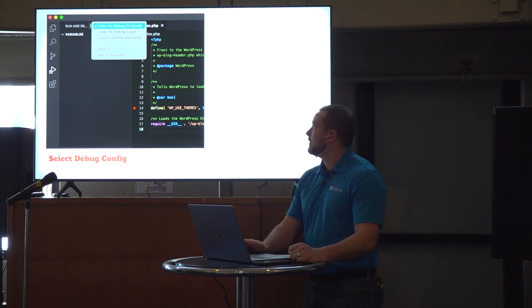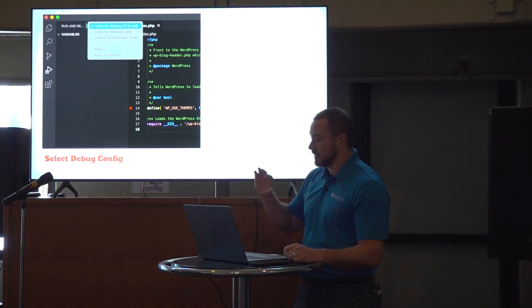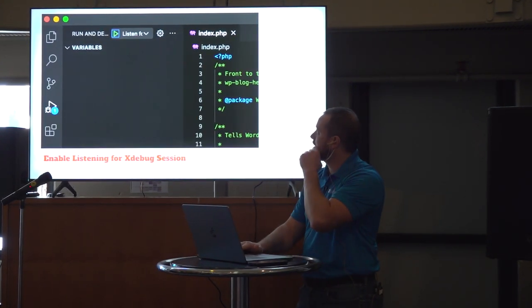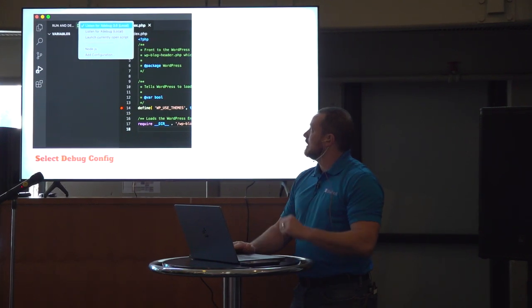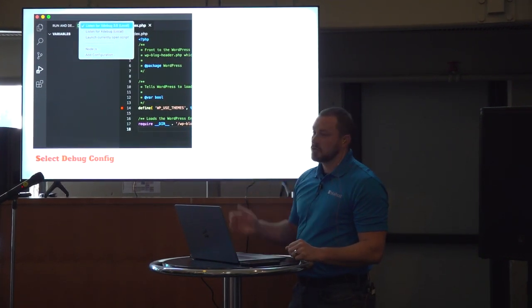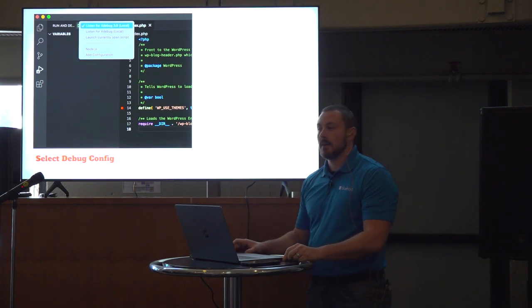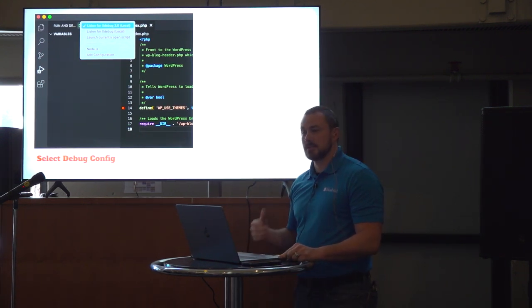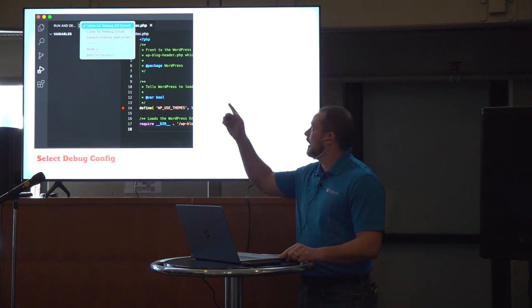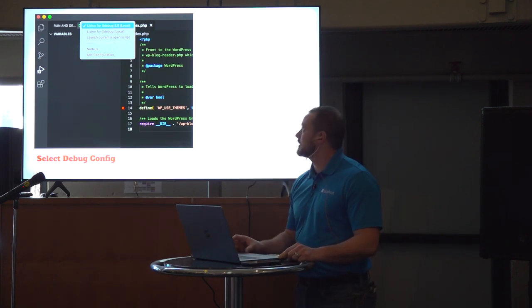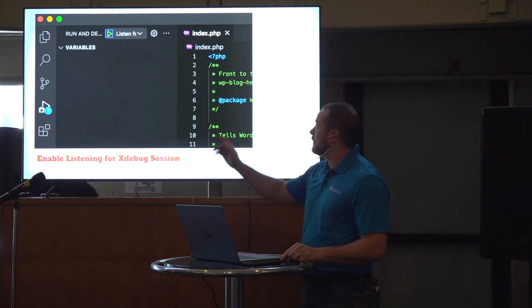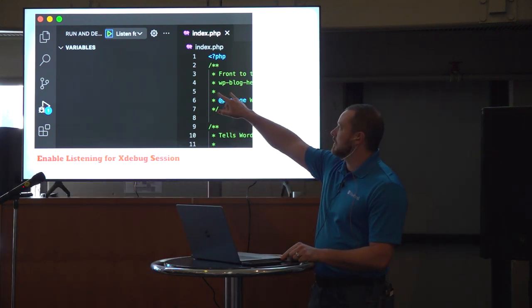So then at the top, well, this little bar is actually kind of covering it up. I think, yeah, so this is what the little bar up here looks like. You'll click on that. And assuming you've done a recent installation of Local, and you're running Xdebug 3, which is kind of the default at this point, you'll just want to make sure that you click on that particular configuration so that it's correct.